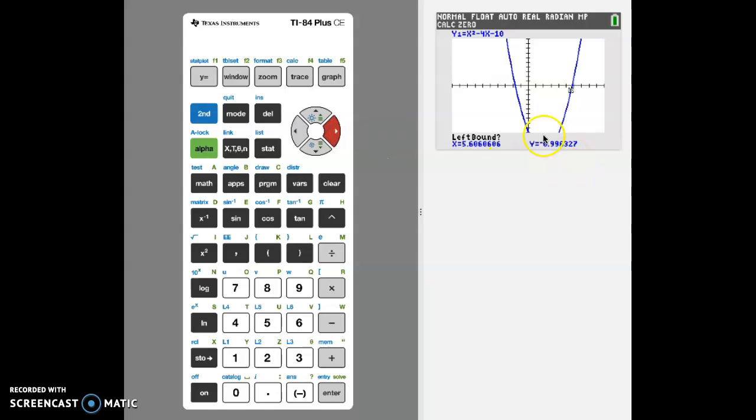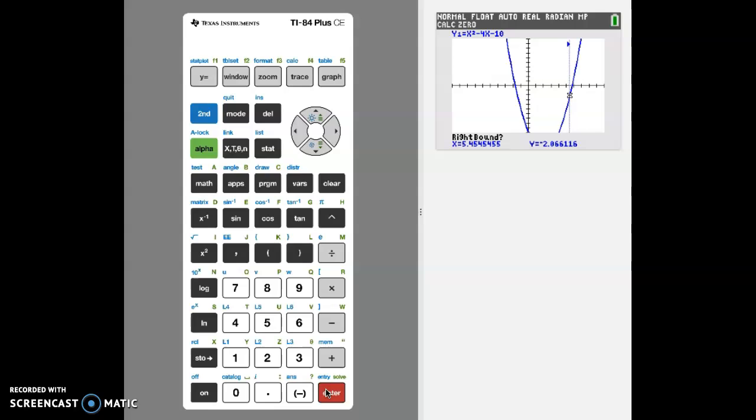All right, there it is. Now the first question is left bound. So notice here's my zero. I want to click the left arrow one time so that I'm 100% sure that I'm left of my zero. When I'm saying left, I mean my x value is less than the x-intercept.